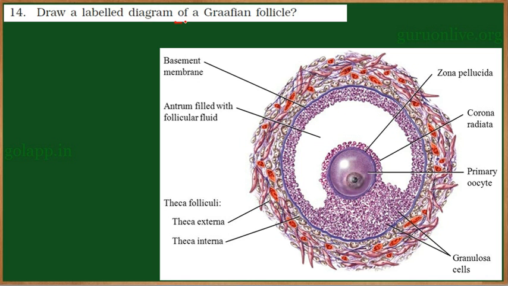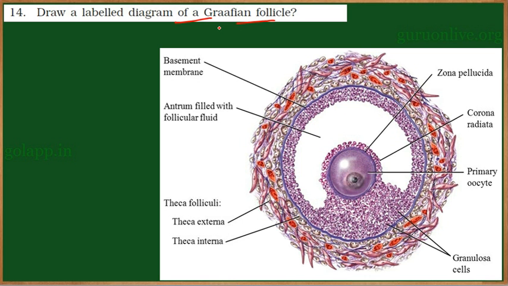Draw a label diagram of Graafian follicle. So students, in the previous question we learnt the diagram of an ovary, and within the ovary there were follicles of various stages, which were under the process of oogenesis. Now the Graafian follicle is nothing but the tertiary follicle, which is also called a mature follicle.